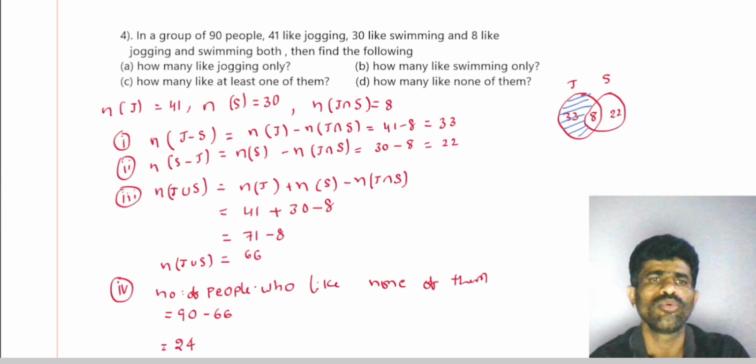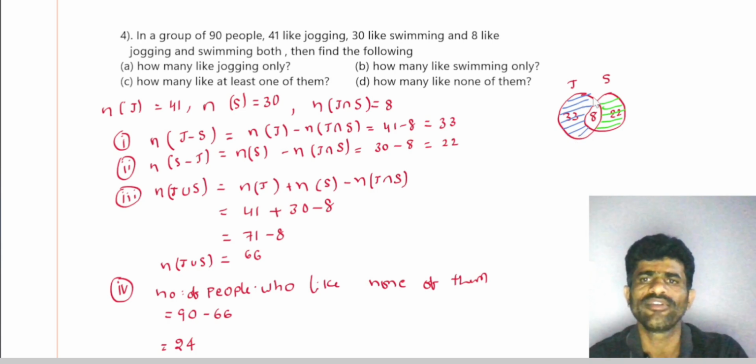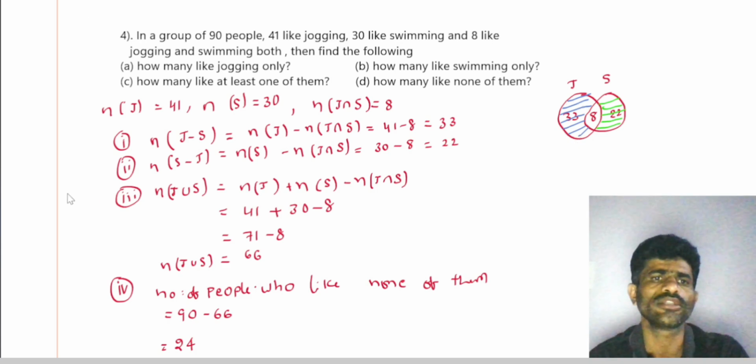And the people who like only swimming are on this side, only this part. In that we have 22 people. So people who like only swimming, 22. And we know the common people are 8.